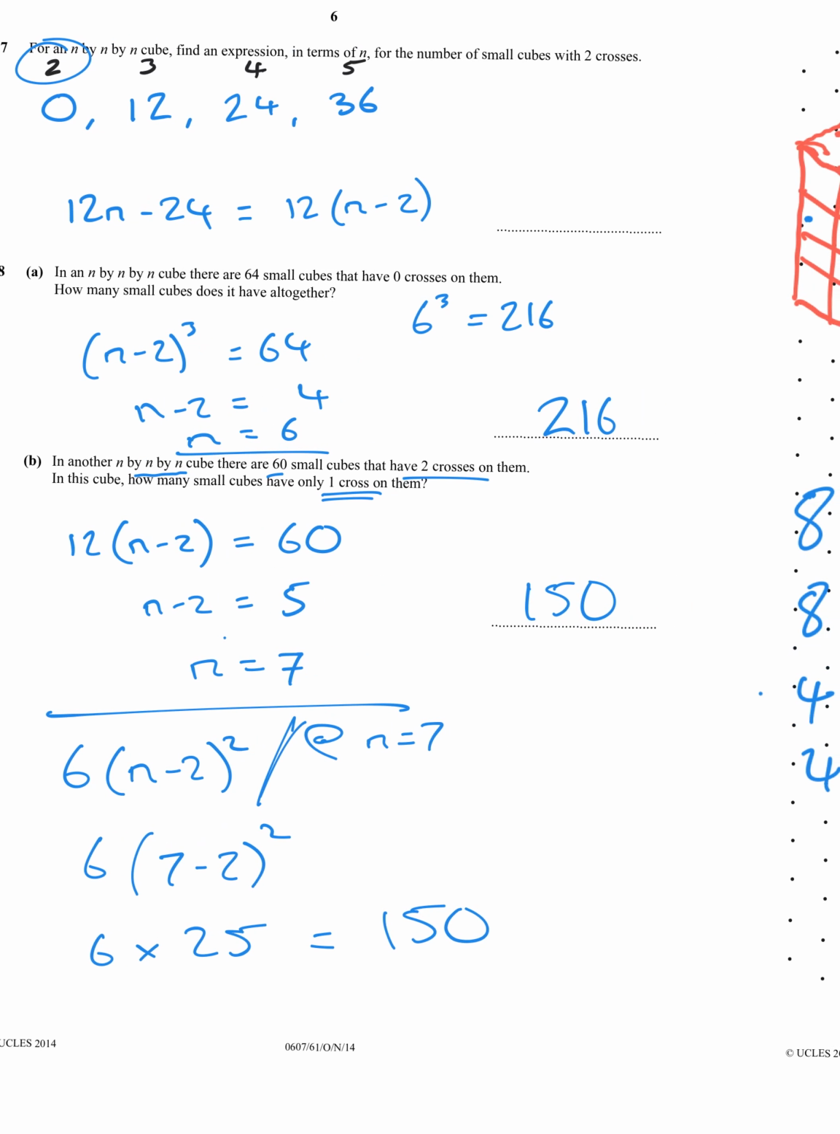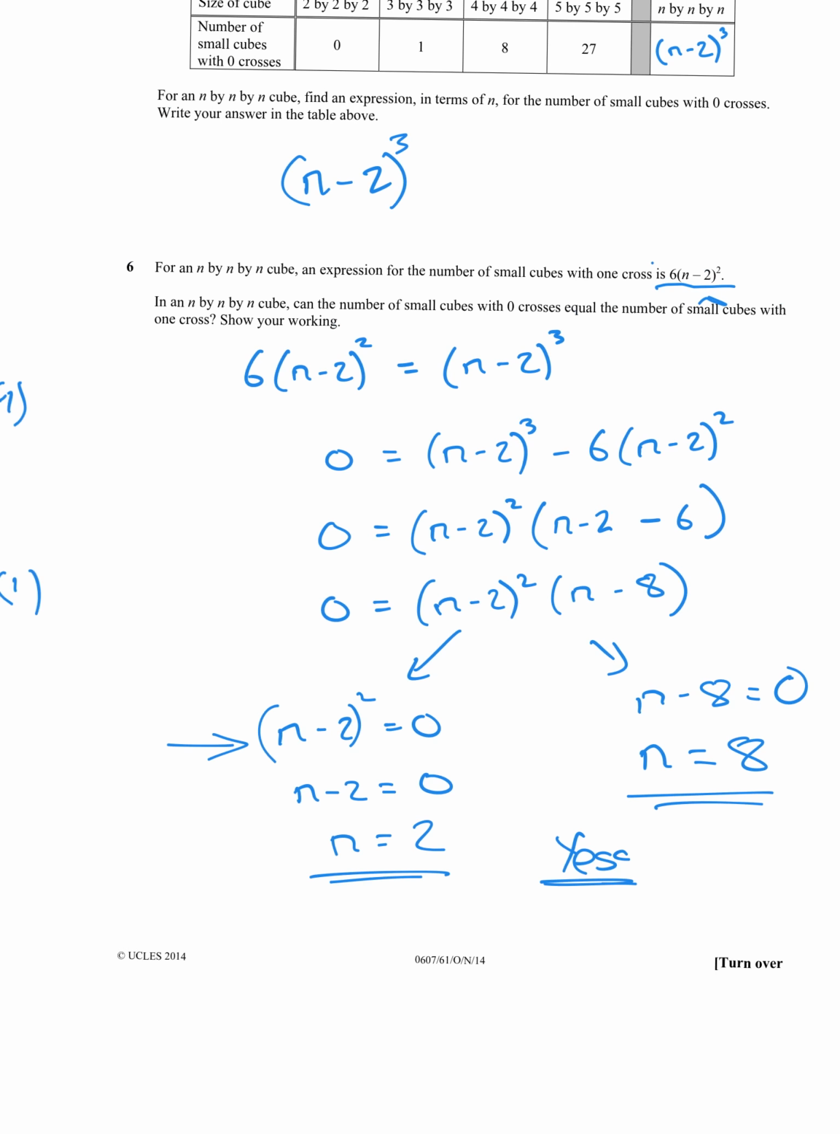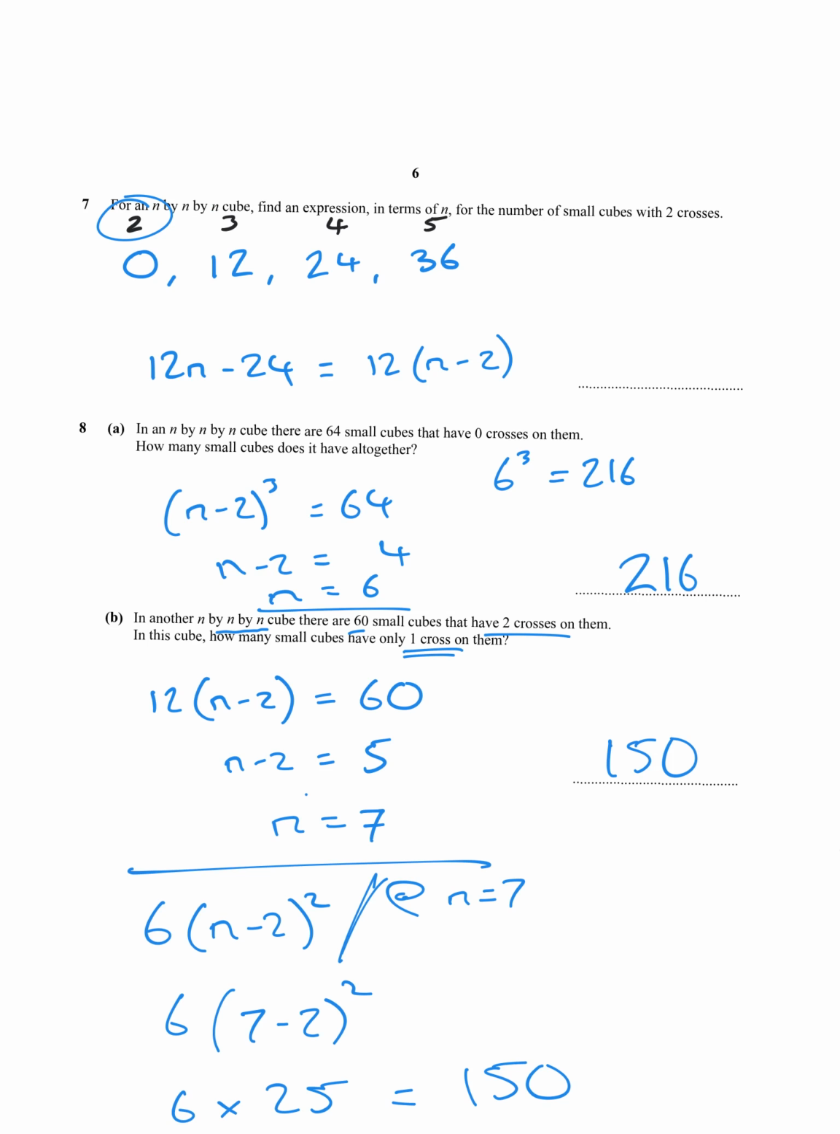Okay, I forgot to indicate the marks as we went through, so let's just take care of that now. Where did I last give some marks here? So at question 5, n minus 2 cubed, that's worth a good 2 marks. That's a treat. The yes and the n is 8 is worth 1 mark. Seems a little bit mean, that, doesn't it? The next thing is the 12 brackets n minus 2. Pleased with that, that's worth a mark. My 216 is worth a mark, and my 150 is worth 2 marks.